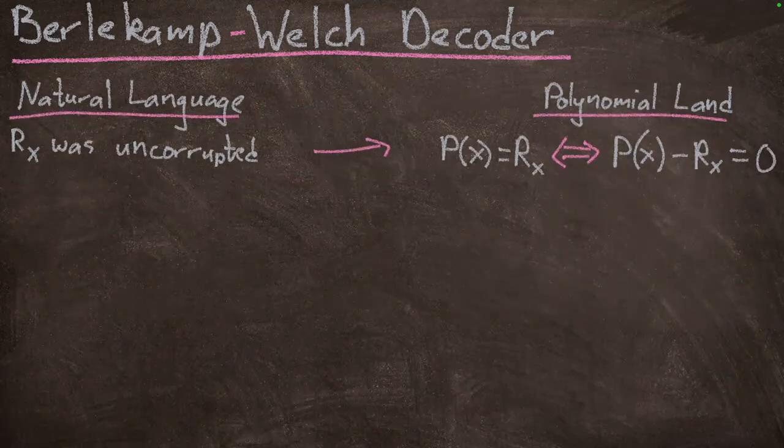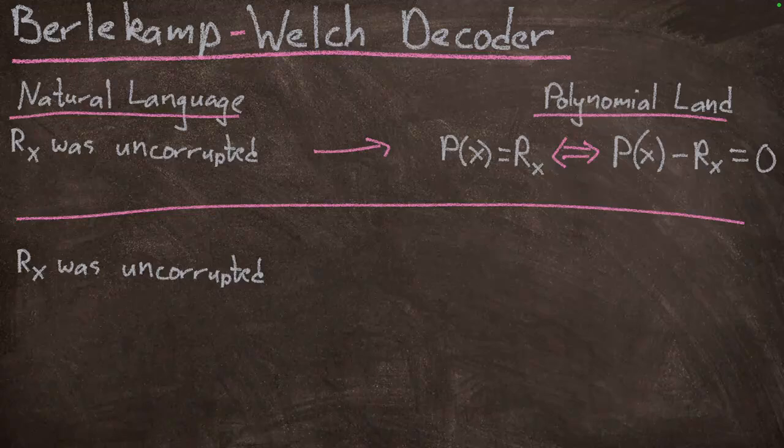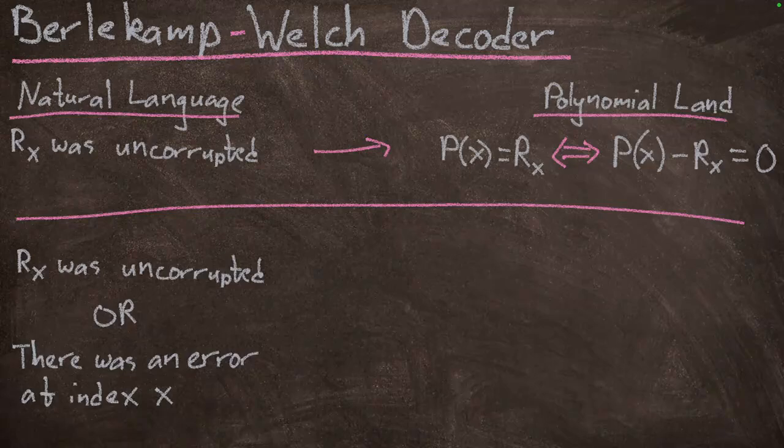Let's look at something a little trickier. Now we're going to say, in natural language, either r of x was uncorrupted, or there was an error at index x. It's a simple thing to say in natural language. It's almost a tautology.